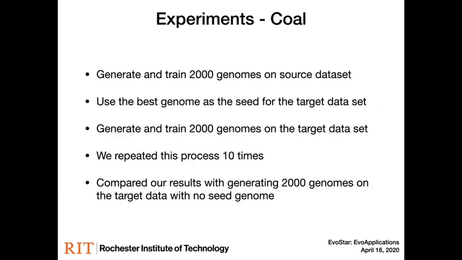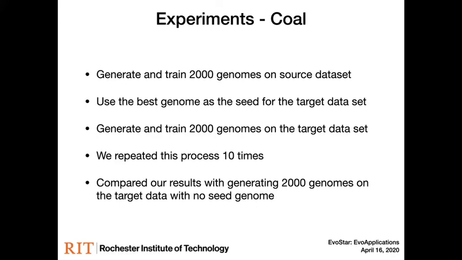So the experiments we ran on the coal data set, we generated and trained 2,000 genomes on the source data set, that is the data set with the 12 input parameters. We used the best genome from this process as the seed for our target data set. And then we perform our adaptive structure process and begin training for 2,000 genomes on the target data set.